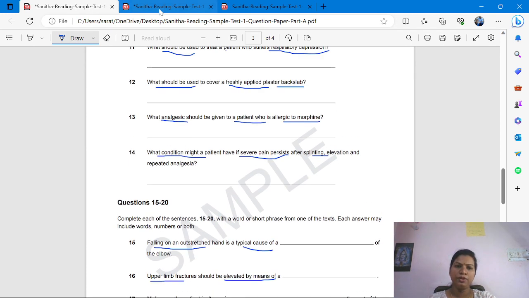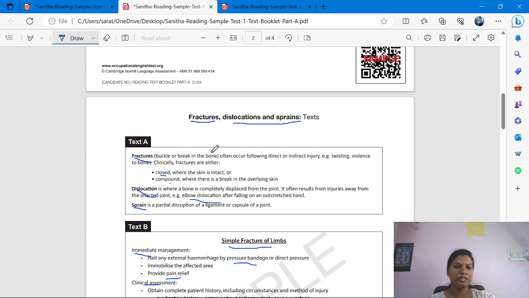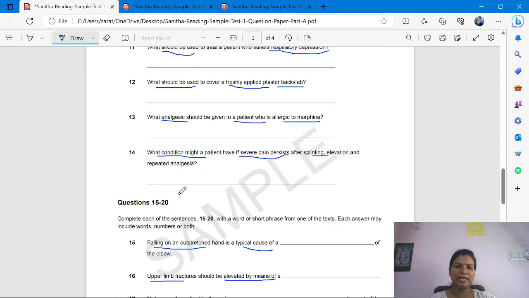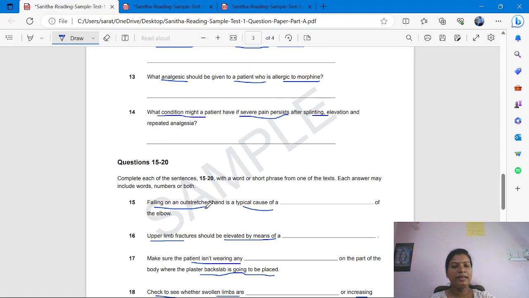What we have to do? We have to put the question booklet. Then here we have to use the skimming and the scanning method. Here the question booklet is fractures, dislocation and sprain. The question they are asking, falling on an outstretched hand is a typical cause of a ___. That is, the question is asking about some fracture or something like that, okay?